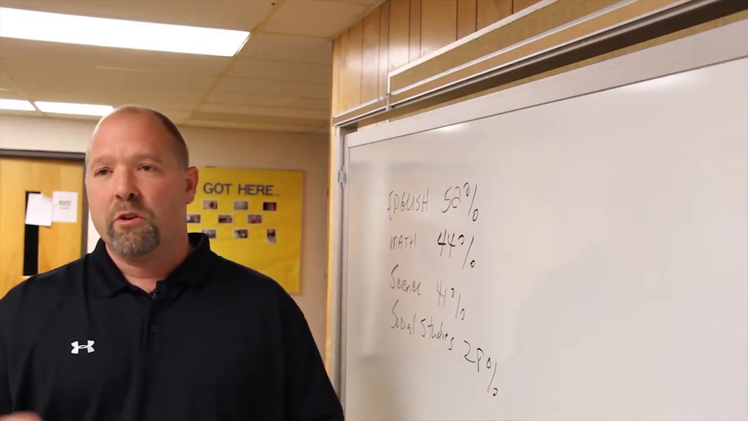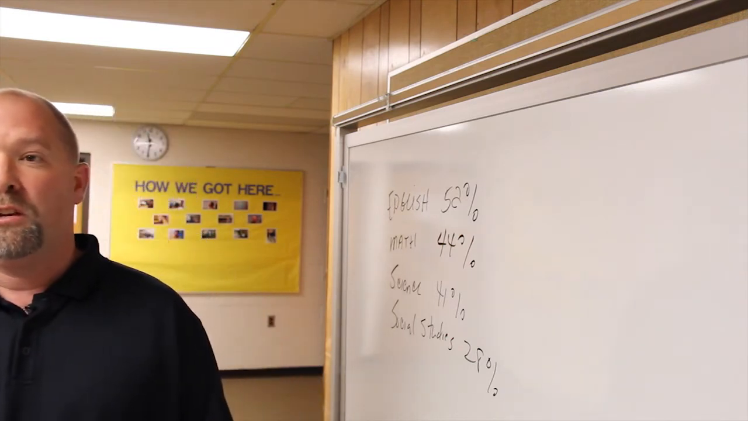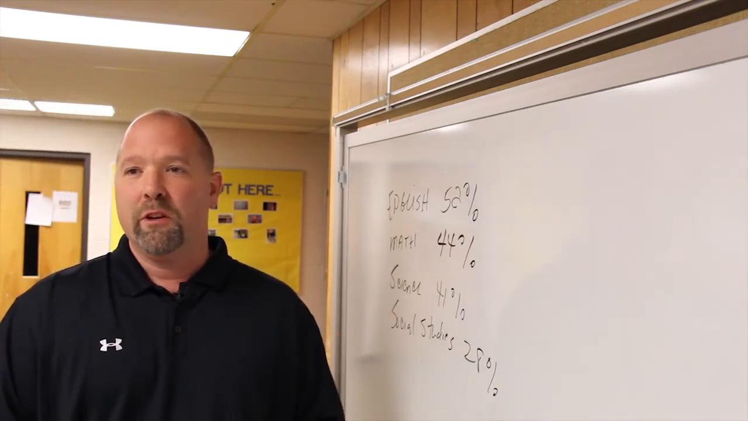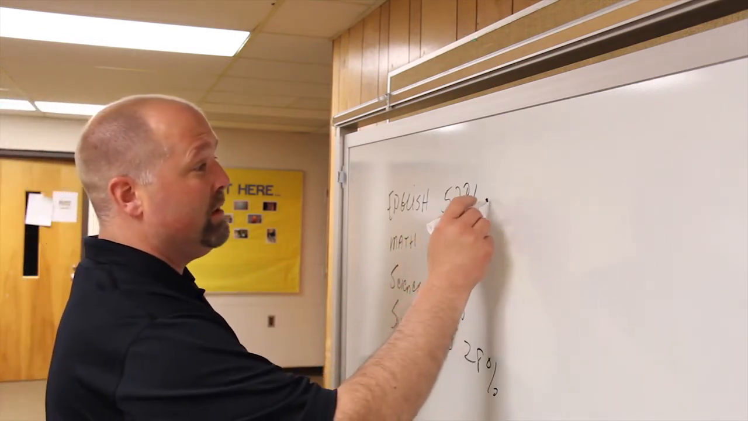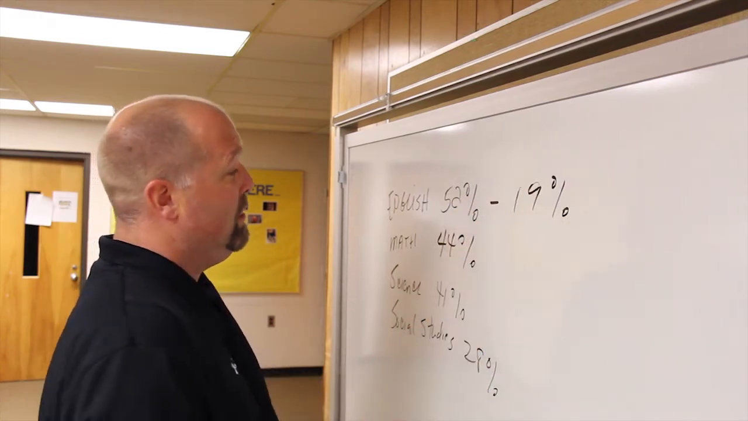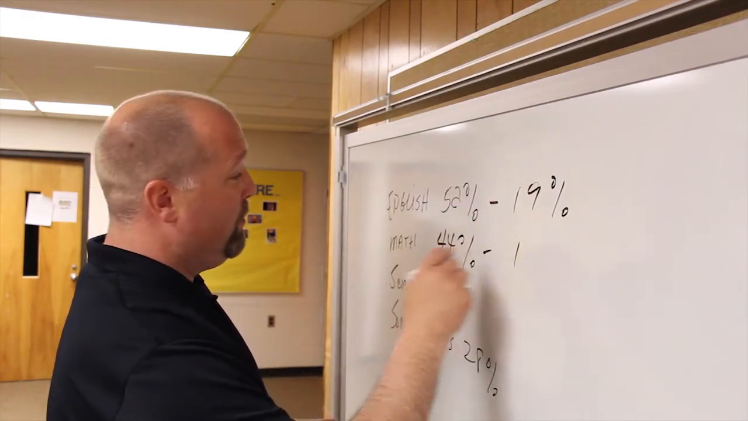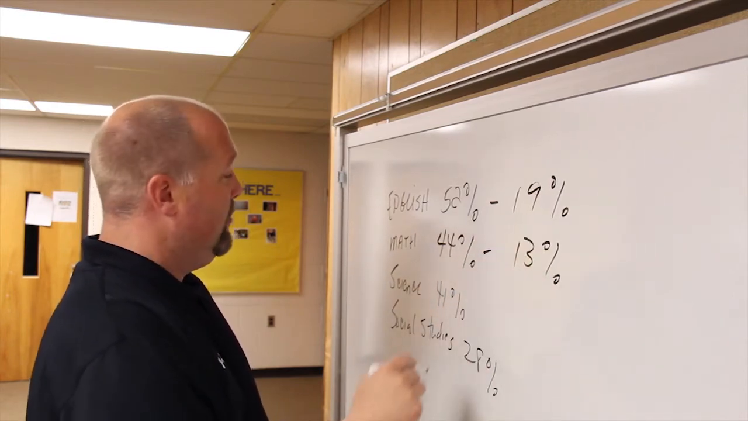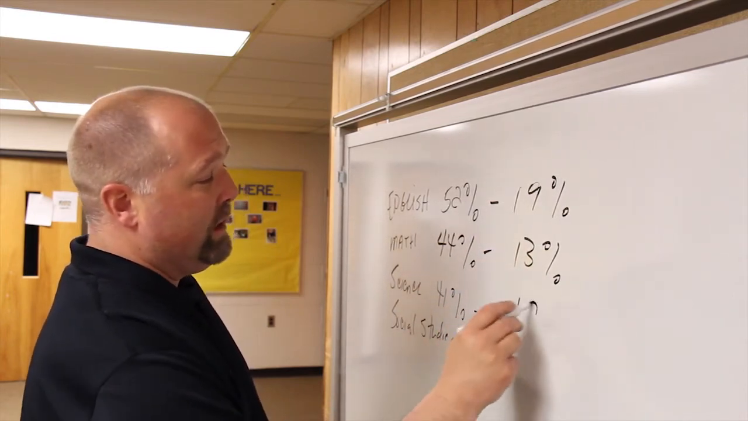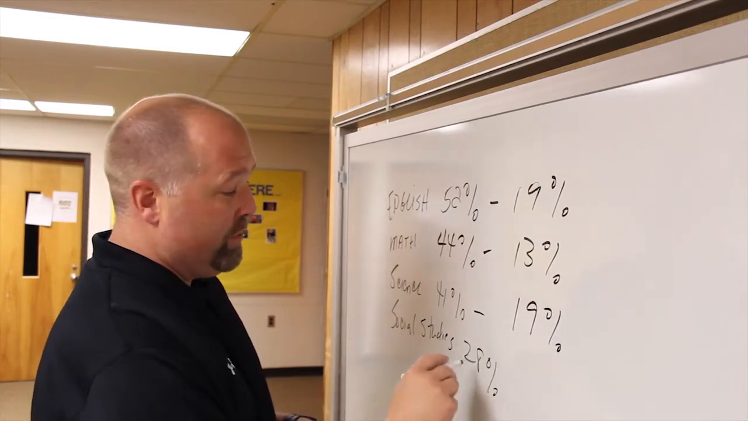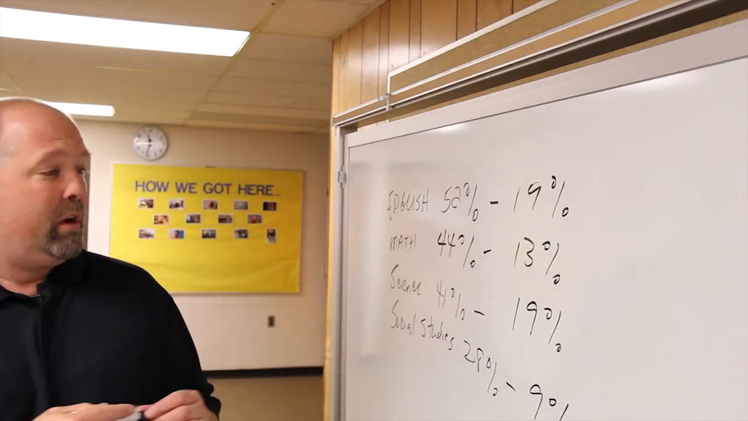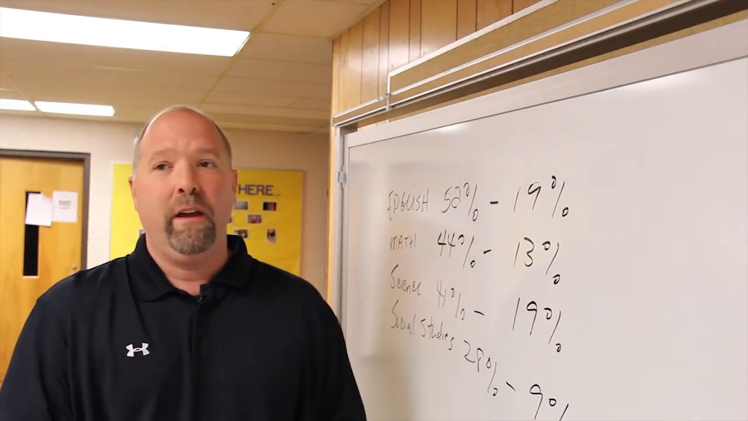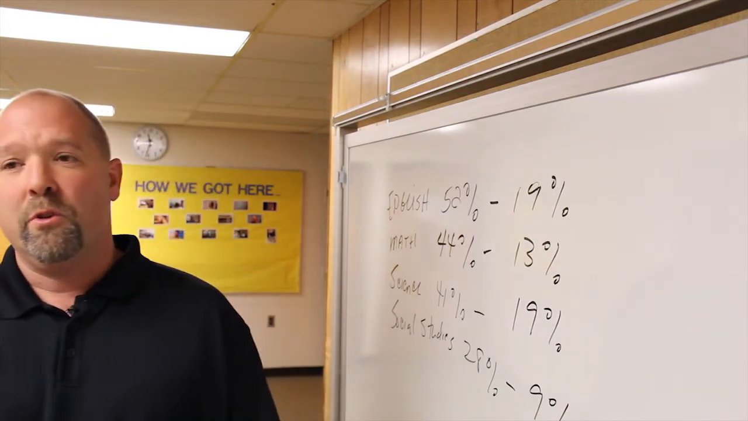By reversing the instructional model, we actually saw a dramatic reduction in the percentage of students who are failing. In ELA, the percentage went from 52% to 19%. In math, we went from 44% to 13%. In science, we went from 41% to 19%. And in social studies, we went from 28% to under 10%. So we've seen a huge reduction in failure by reversing the instructional model, which doesn't cost any money.